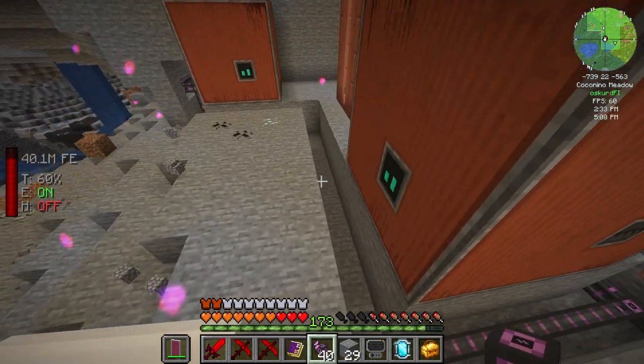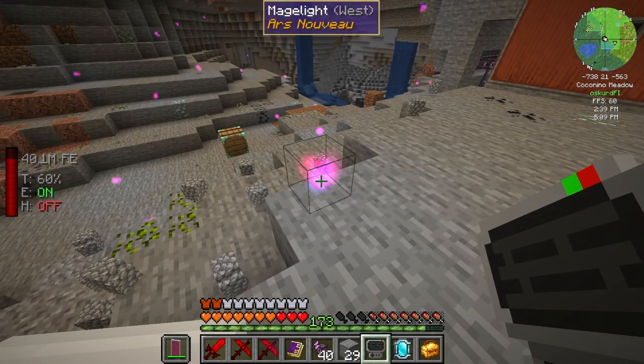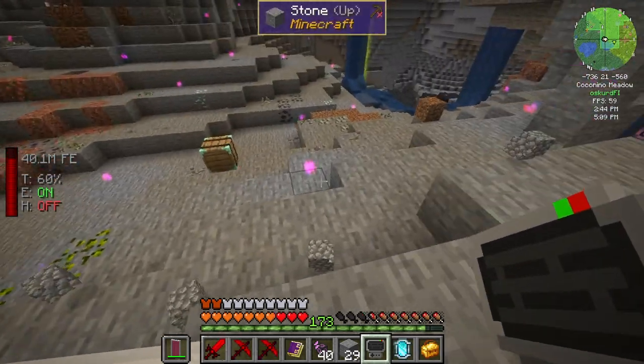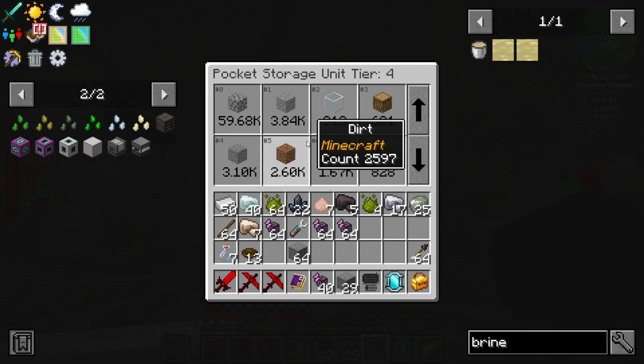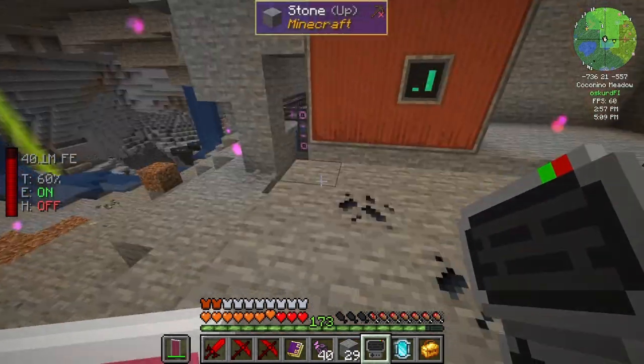And I must say, this pocket storage is so amazing. For example, now I'm just casually mining everything, and of course picking up these things. For example, cobblestone, all of it goes inside this pocket storage, and once it gets full, it will void the excess automatically.